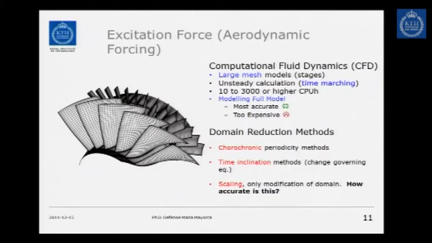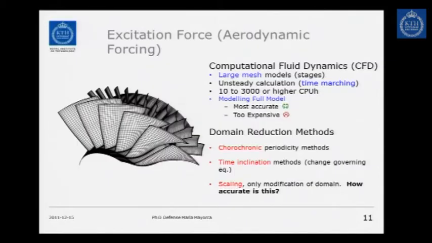You can have very advanced models to solve the turbulence, for example. And then you would have to model the 360 model. So this could be very, very expensive. So there are different reduction methods to assess this in an industrial environment, let's say. One of the most common ones is the chorochronic method, which assumes the flow is periodic not only circumferentially, but also in time. So with that, you reduce the domain to one single passage.